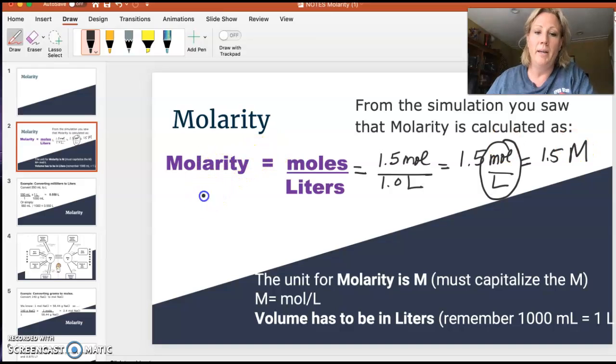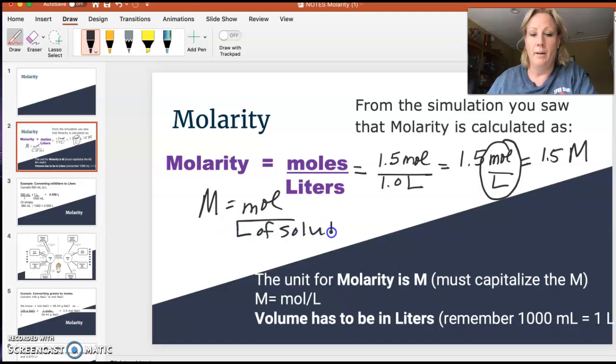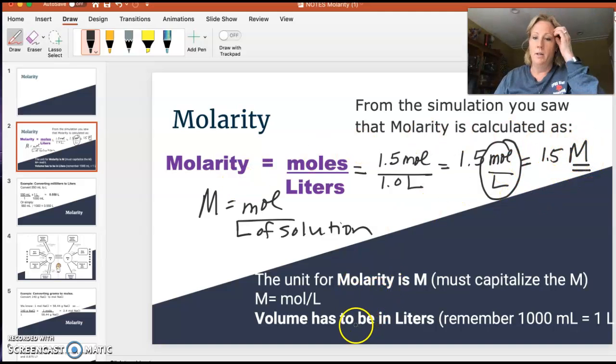You're solving for big M equals moles over liters of solution. But just realize that you're solving for it, but yet it is also the label and it belongs at the end of the number. The other thing is that the volume has to be in liters.